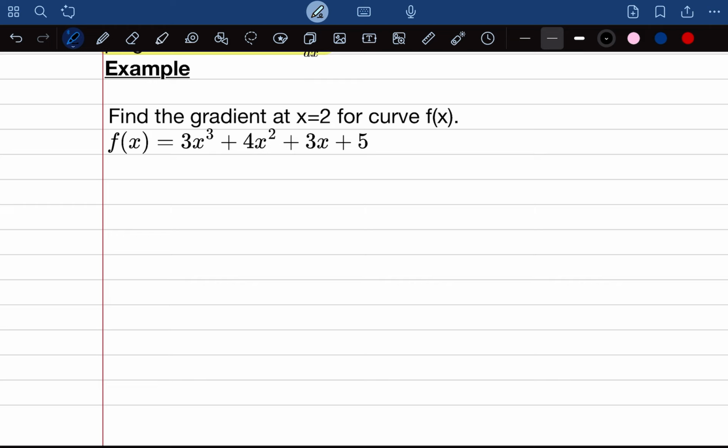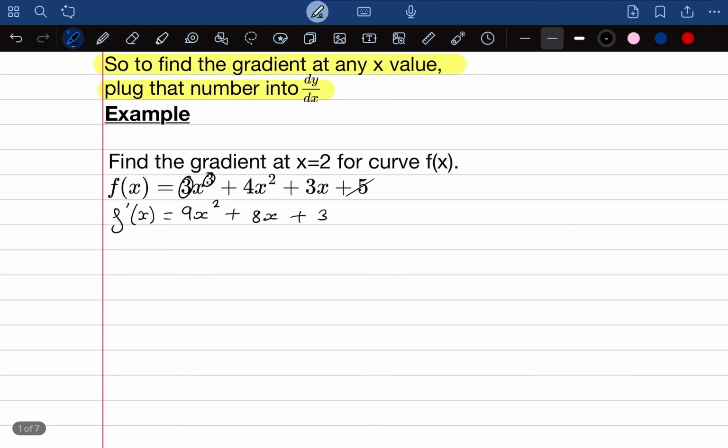Obviously we don't write dy by dx because it's not y. So instead we just do f with a little dash up there, x equals. So we have to differentiate this to find the gradient function. So 3 times 3, 9x, minus 1 on the 3, squared, plus 8x plus 3. And obviously the 5 is a constant, so we get rid of that. So that is our gradient function. But that's not what the question's asking. The question's saying find the gradient when x equals 2. So just remember that x equals 2.